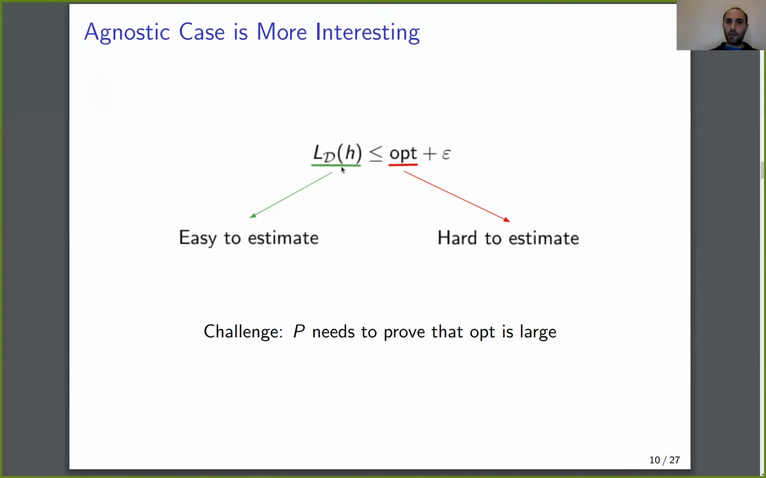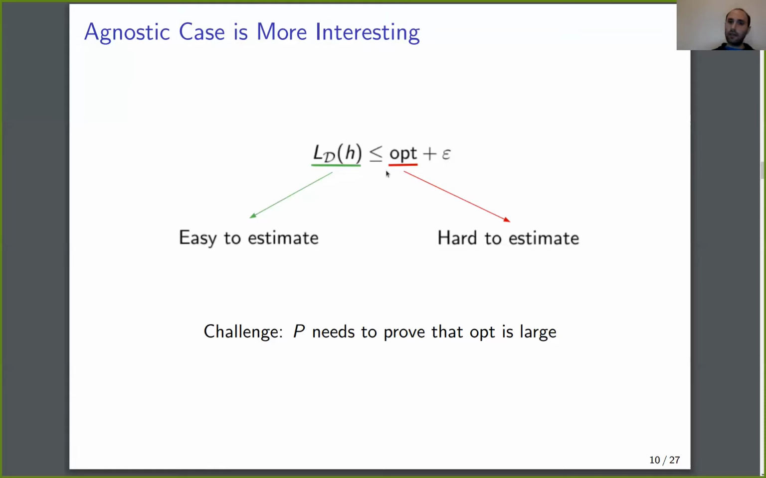The problem is that the verifier doesn't know what opt is. And so this is where the prover comes in. The prover will send the hypothesis to the verifier, and then it will interact in an interactive proof with the verifier in order to convince the verifier that opt is large. It's large enough to make this inequality hold. So that's basically what the prover needs to do. It needs to be able to prove that opt is large.